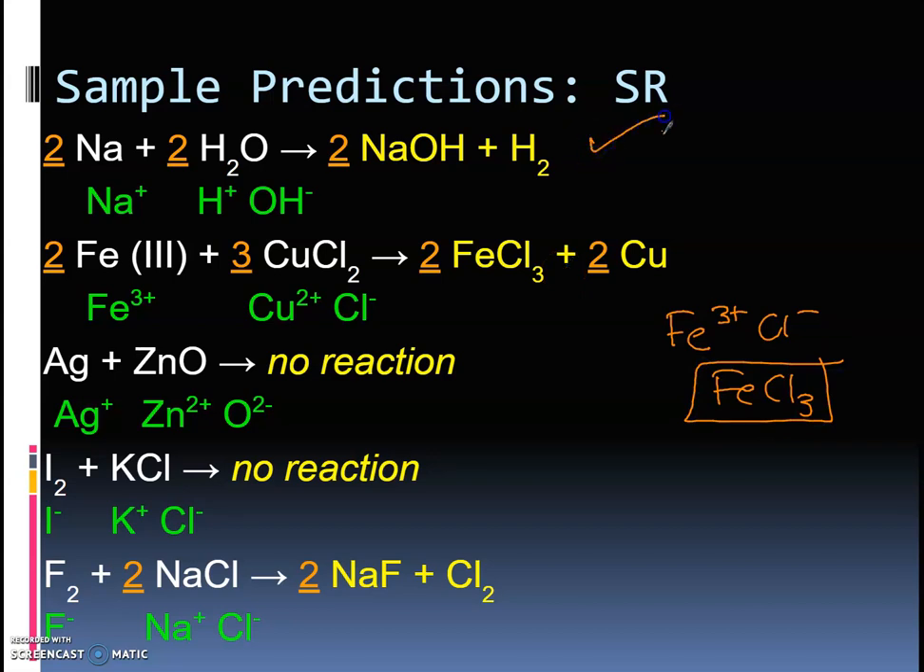So this is successful because it's higher. Your Na is stronger than your hydrogen. Fe is higher than copper, so that's successful. Silver is not more active than zinc, so no reaction. Iodine is not higher than chloride, no reaction. Fluoride is higher than chloride, so it's successful. And that is your single replacement reactions, or otherwise known as the cheat.